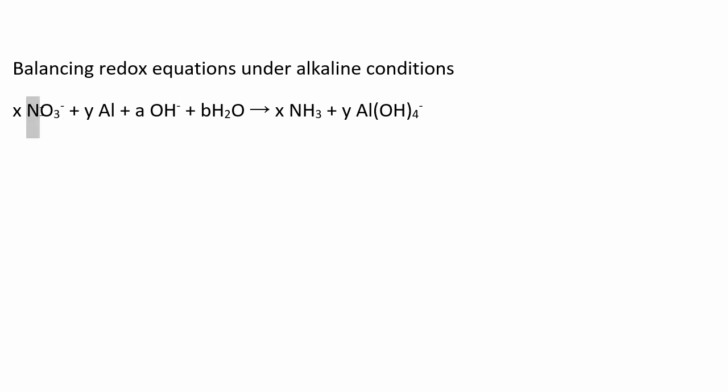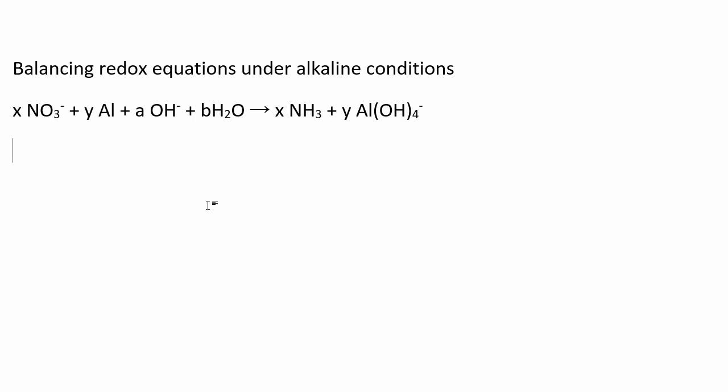You can see we have nitrogen in the nitrate ion, which has an oxidation state of 5 plus. And on the right hand side we've got nitrogen in ammonia. The nitrogen has an oxidation state of 3 minus. Remember, the more electronegative species takes a negative oxidation state. So there is a redox reaction that has taken place to go from nitrate to ammonia.